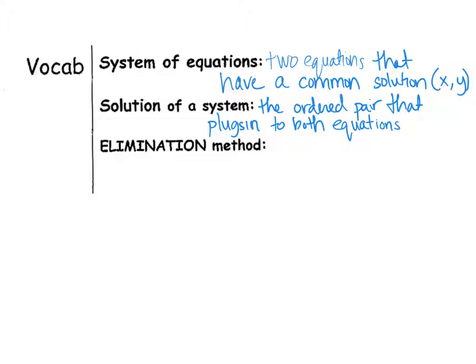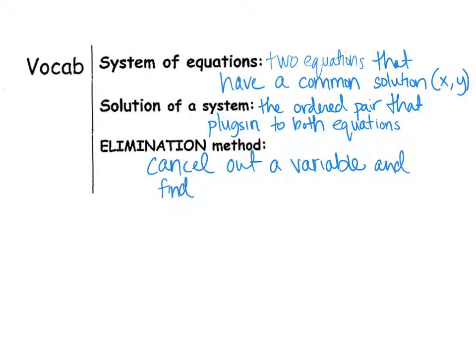So the elimination method, what we're doing today, is we are going to cancel out a variable and find our solution. This method means we are canceling out a variable. The elimination method is a way to find the solution if you don't want to graph. It's an alternative way.